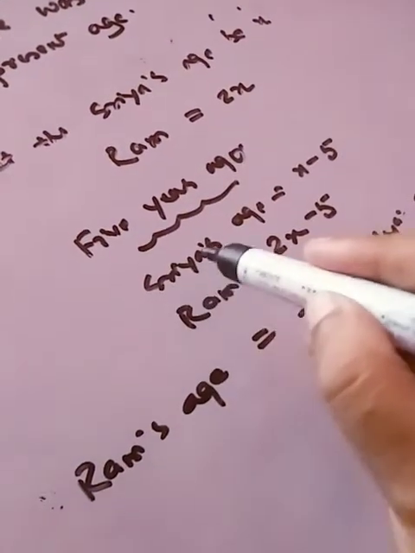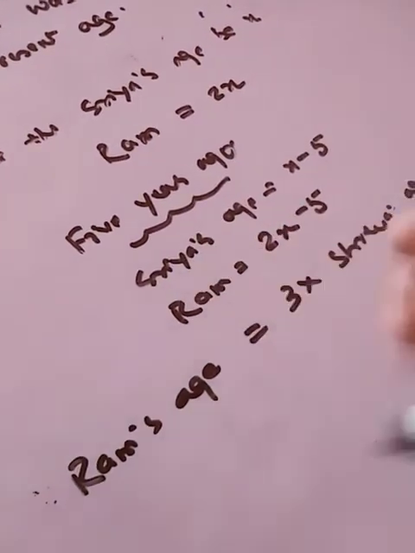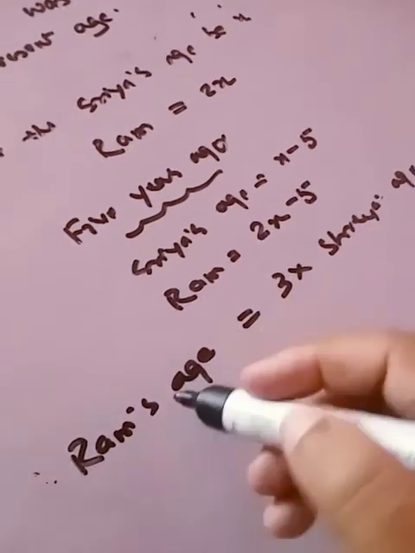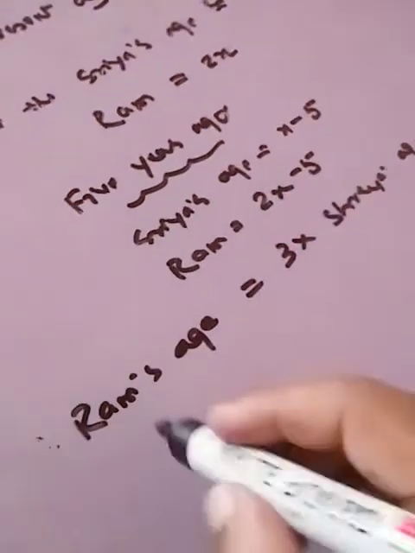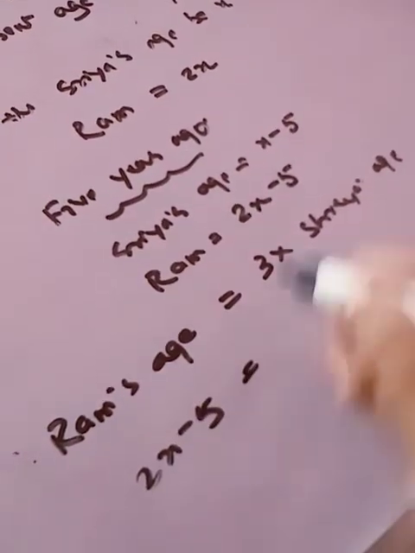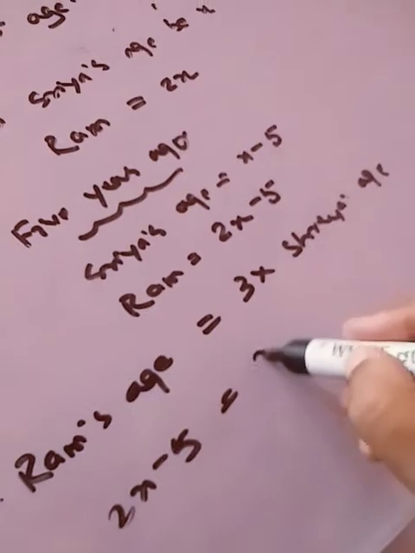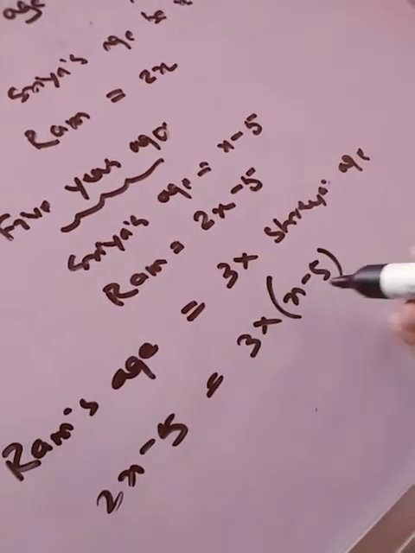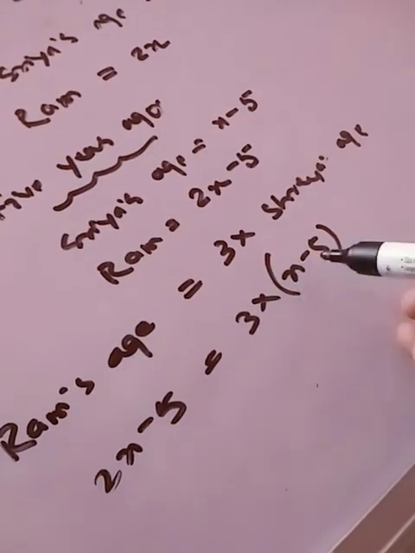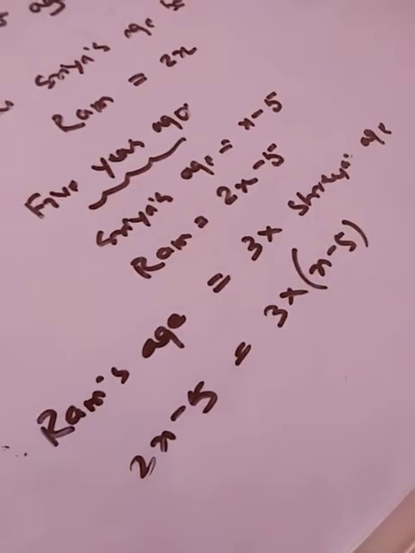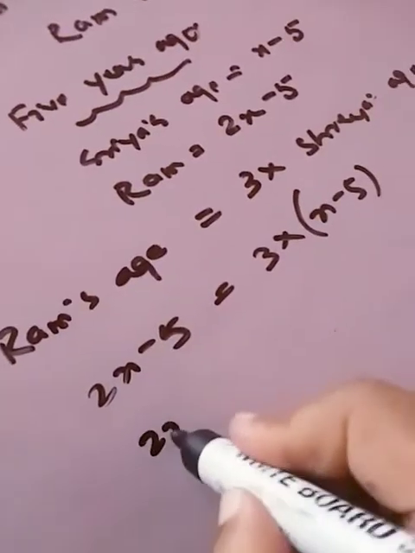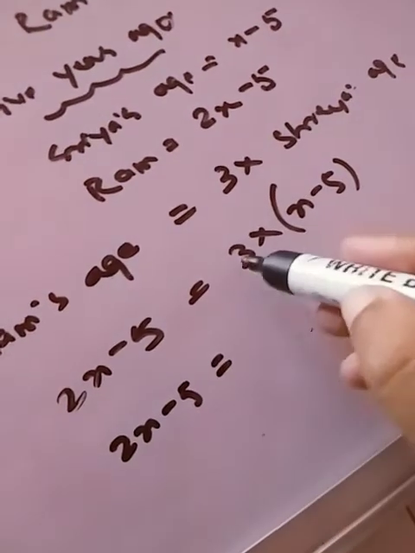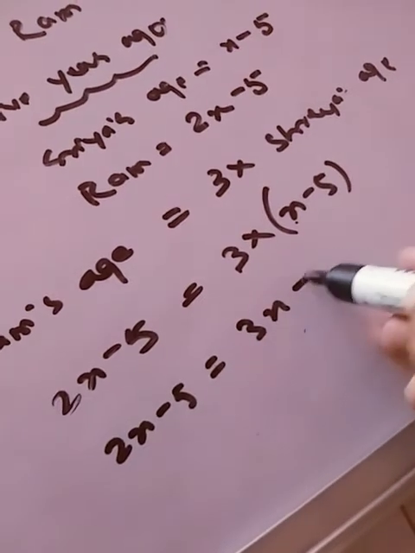First we found out what was the age of Shreya and Ram, then I am framing an equation. So what was Ram's age 5 years ago? We'll see and write it down. That is 2x minus 5. 3 into Shreya's age is what? 3 into x minus 5. So we know that when you multiply a monomial with a binomial, the binomial term should always be inside the bracket. So 2x minus 5 is equal to, just open the bracket, 3 into x, 3x minus 15.